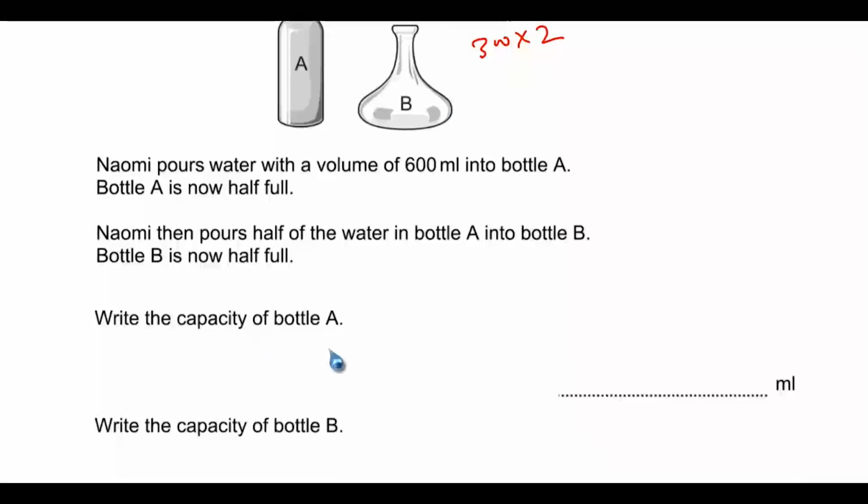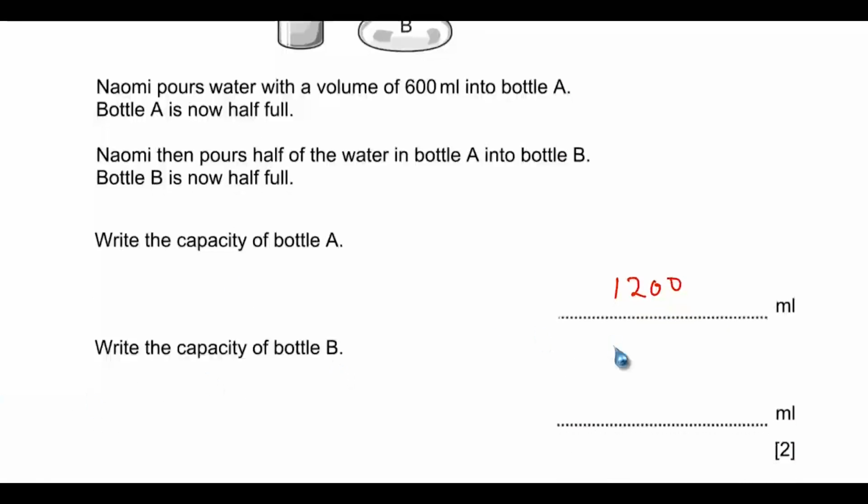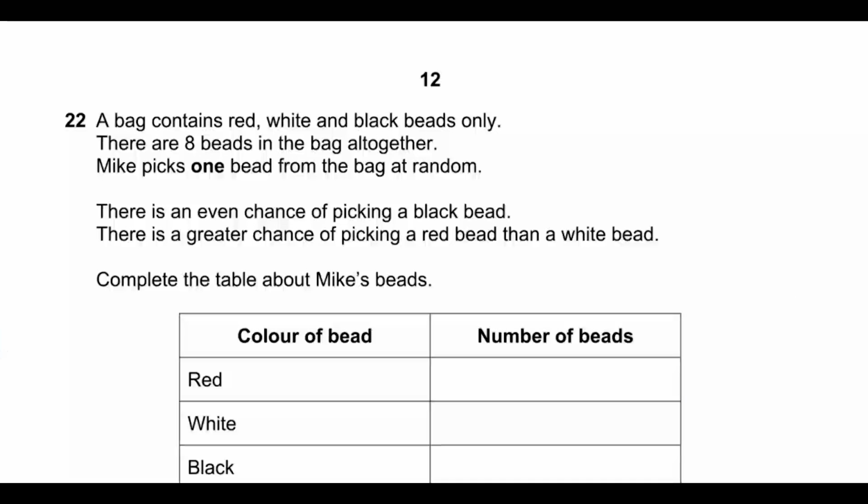So the capacity of bottle A will be 1,200 milliliters from 600 milliliters times 2. And the capacity of bottle B will be 600 milliliters from 300 multiplied by 2. So let's go to the next question. That will be question 22.